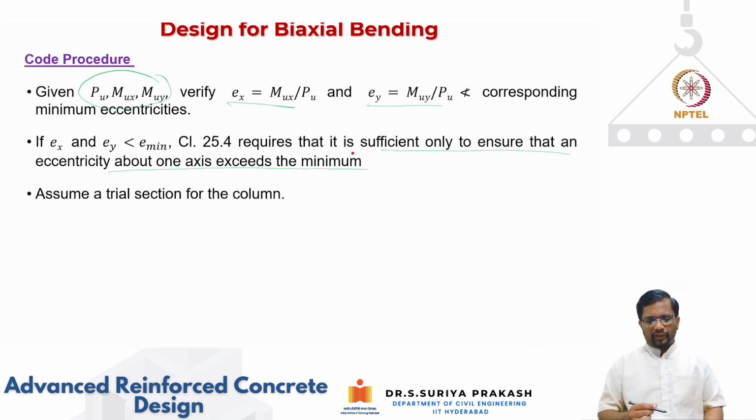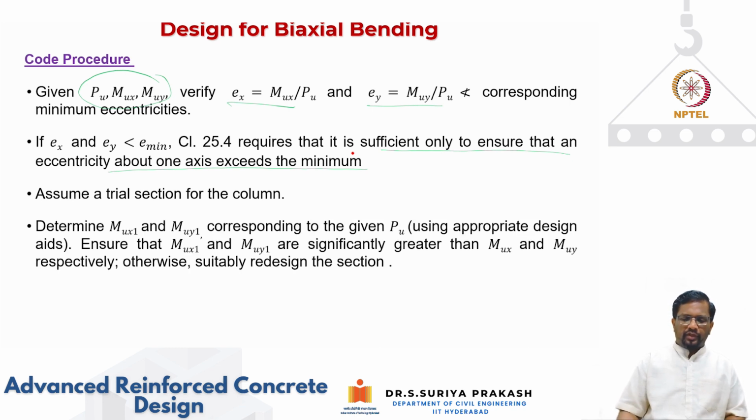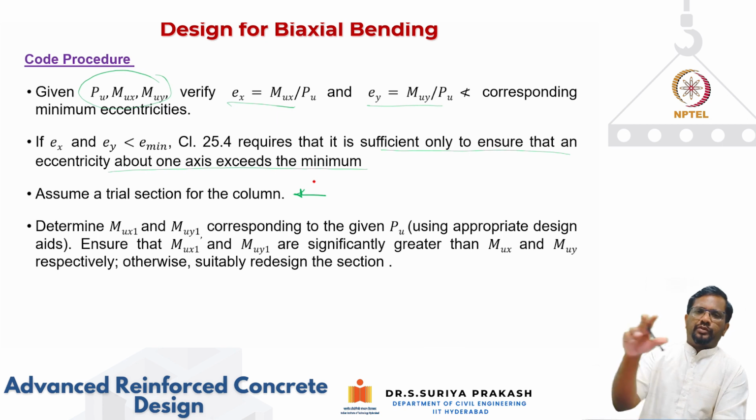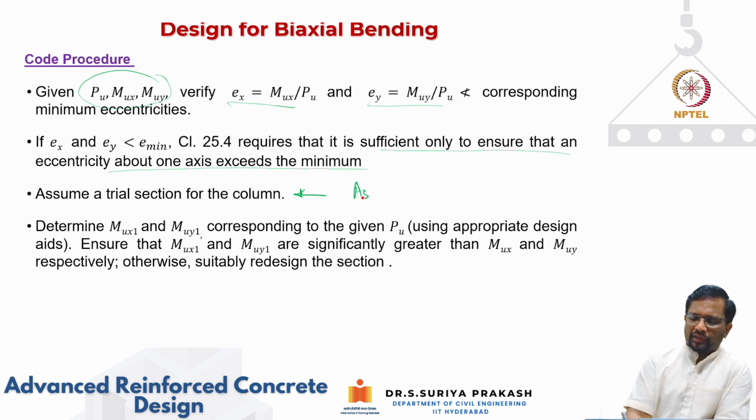That is the reason, right? Now, once we know this demand, then I have to assume the trial section per column. So how do you find the trial sections? From pure compression, you can estimate the gross area of the section. And how do you get your As? As we can calculate using resultant bending moment.